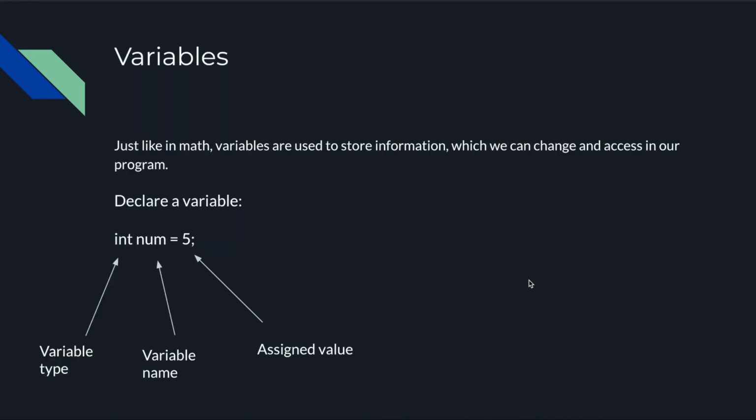And we also learn variables today. So just like in math, variables are used to store information, which we can change and access in our program. So to declare a simple variable, we can do int num equals 5, where int is our variable type, and then num would be our variable name, and we can access our variable by using this name, and then we will have equals, and then we will put it to the assigned value.